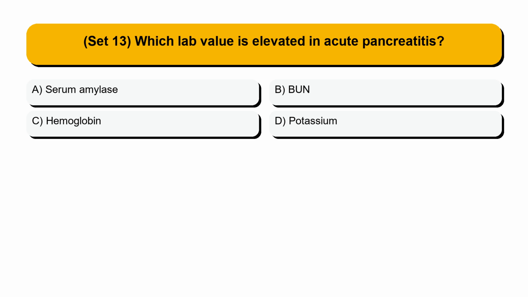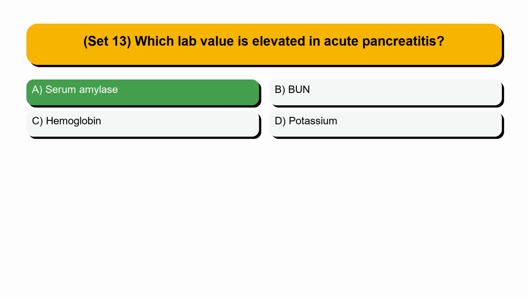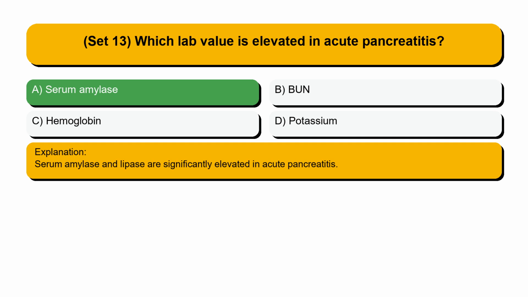Question 13. Set 13. Which lab value is elevated in acute pancreatitis? Option A, serum amylase. Option B, BUN. Option C, hemoglobin. Option D, potassium. The correct answer is option A, serum amylase. Serum amylase and lipase are significantly elevated in acute pancreatitis.